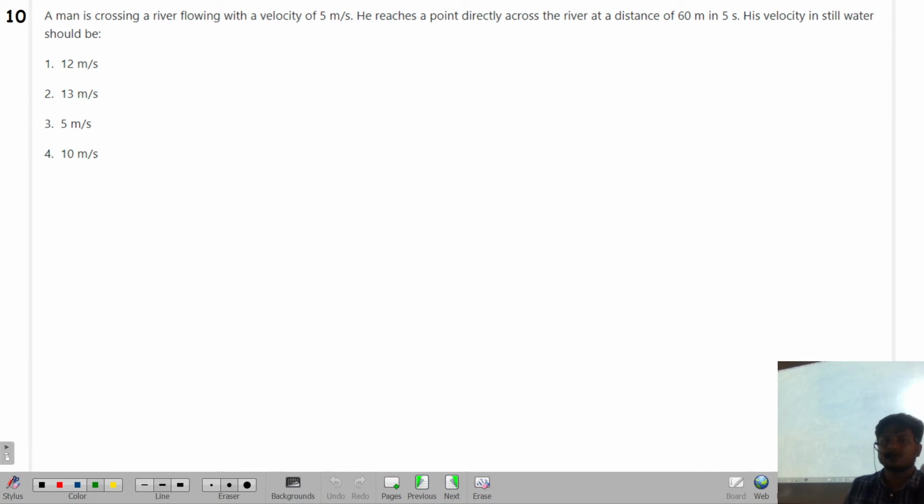Question number 10. A man is crossing a river flowing with velocity 5 meter per second. He reaches a point directly across the river at a distance of 60 meter in 5 seconds. The velocity in still water should be what? Again, he reaches the point directly across the river, so it is at shortest distance or not? Yes or no? Now look over here. It is asking the particular velocity of man in the still water.